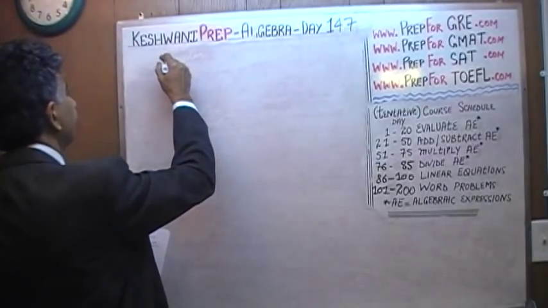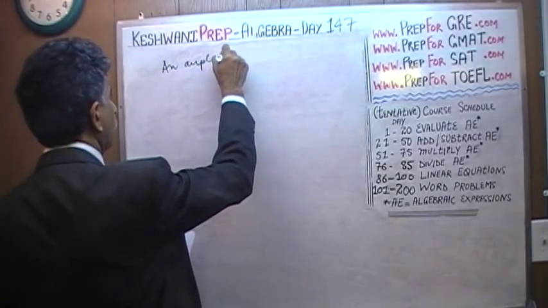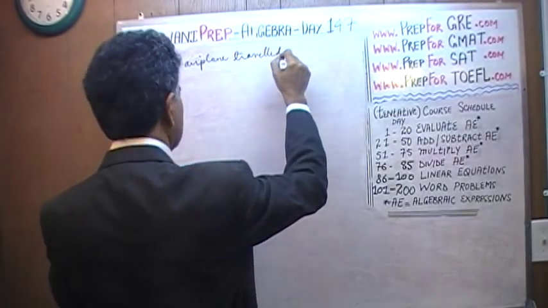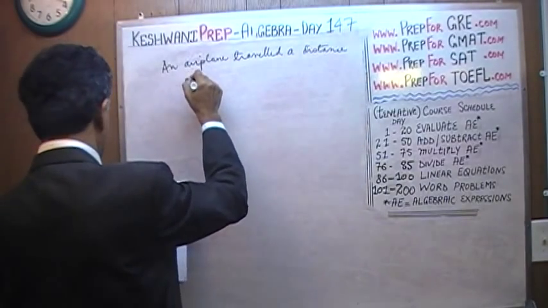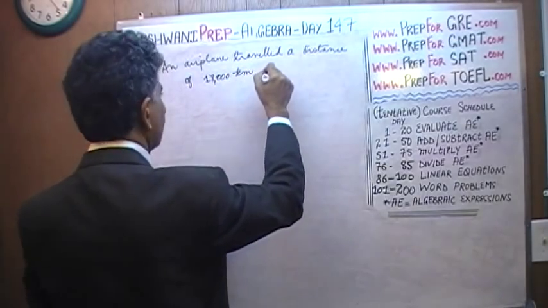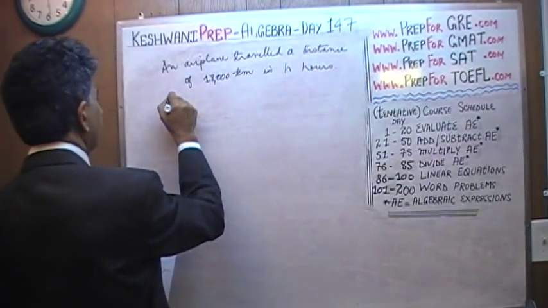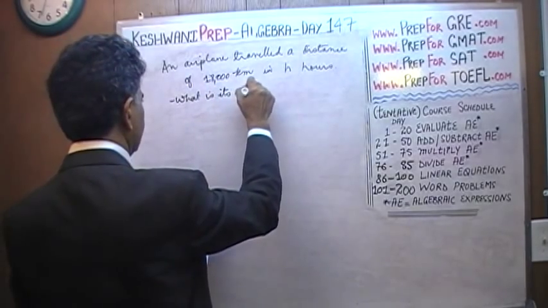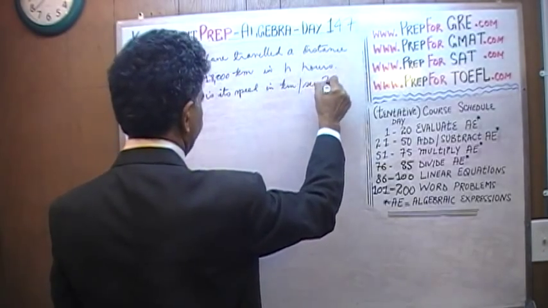An airplane traveled a distance of 18,000 kilometers in H hours. Question simply is, what is its speed in kilometers per second? That's all.